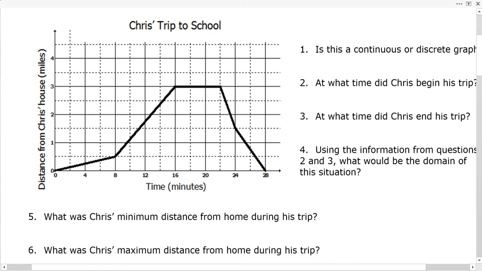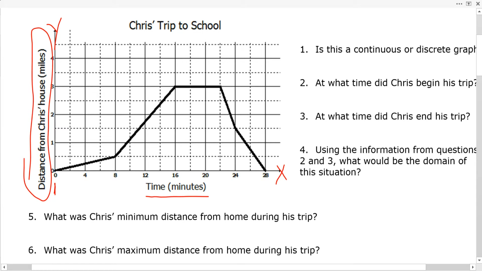So here's Chris's trip to school. Notice that this is the time on the x-axis, the domain, and it starts at 0. That's not 0 o'clock. That 0 is the time that he started when he left home. And the distance from Chris's house is what's on the y-axis. So here's our y and here's our x.